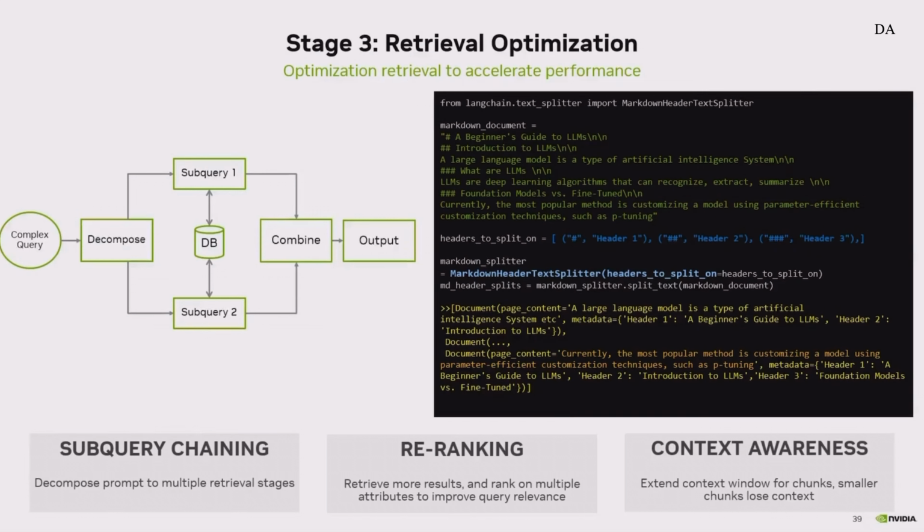Let's illustrate that looking at the code example on the top right. When looking through the chunks of text to embed, adding information from headers like in a markdown document will emphasize the meaning and the context of the sentence. So that function, markdown header text split, gives us the ability to combine the text with header information when looking at the sentence. In this case, customizing a model using parameter efficient customization.